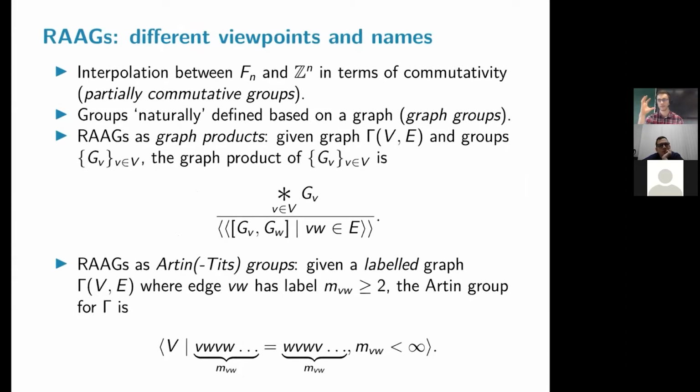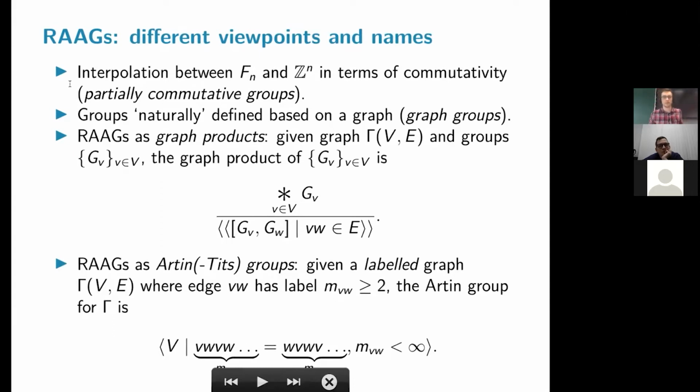other names or can be seen as subfamilies of other families of groups. If you look into literature, there are results that are proven for right-angled Artin groups, but not given the name right-angled Artin groups. And I've given some examples of this. So one of them is the name partially commutative groups.